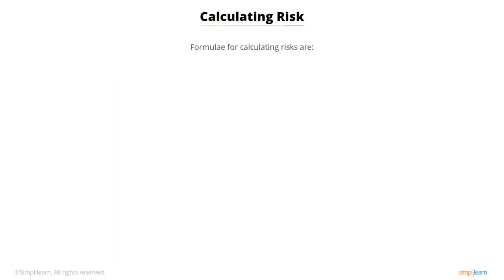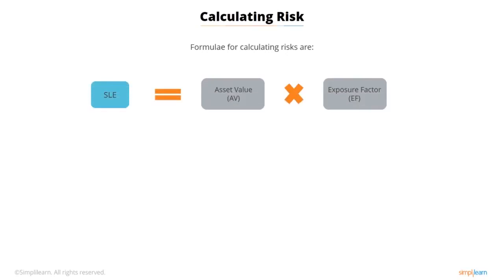Now let's look at the 3 formulas at the bottom that use these terms. Again, some of these items, like annual rate of occurrence, will be estimates. Exposure factor will be estimates. But please use as much data as possible to make these good estimates, not just wild guesses.